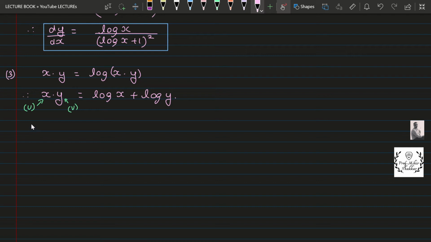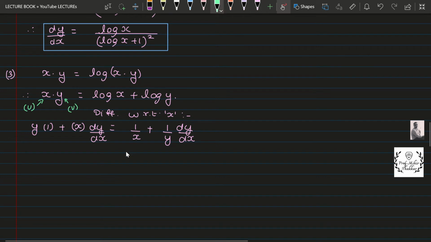V into derivative of u, so it is y into derivative of x, which is 1, plus u into derivative of v, so it is x into derivative of y, which is dy by dx. On the right hand side I get log x, derivative is 1 by x, and derivative of log y is 1 by y dy by dx. Obviously when we are finding the derivative, we will write over here differentiating with respect to x.